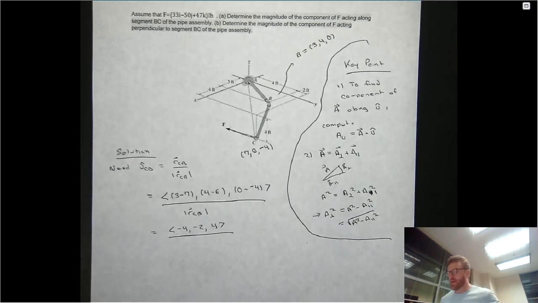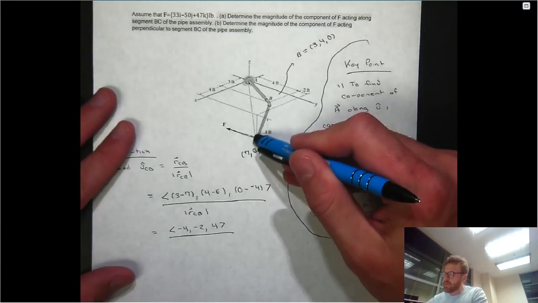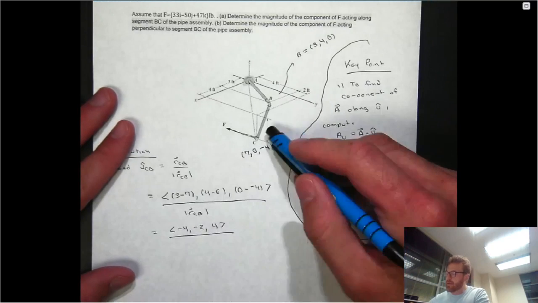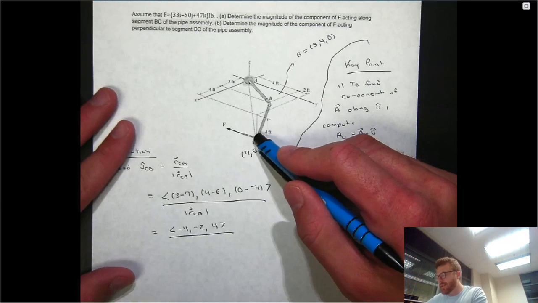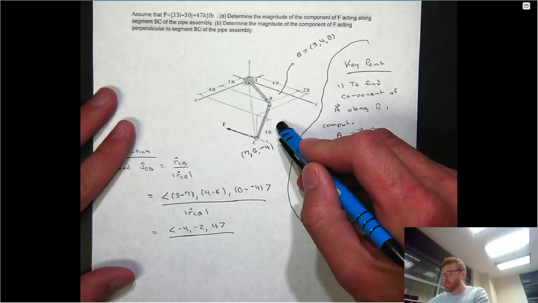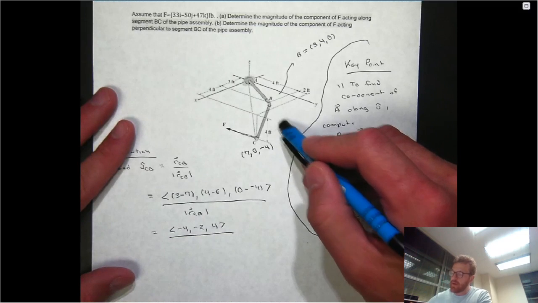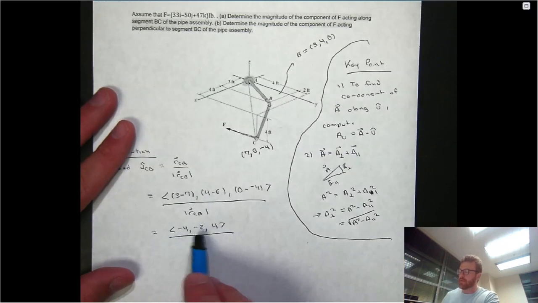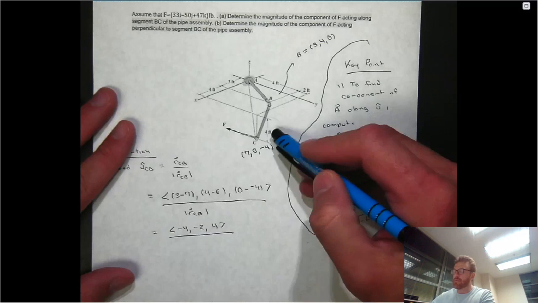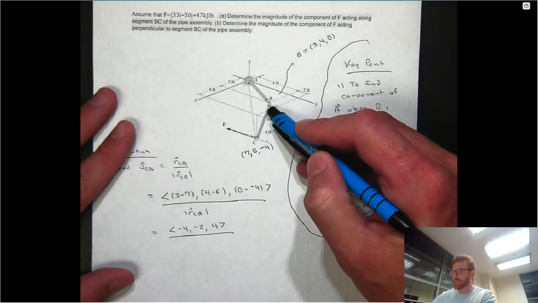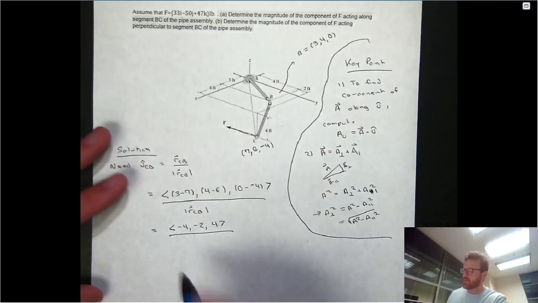And just ask yourself, do the signs of those components pass the sanity check? In order to go from C to B, do I have to go back into the page in X? Yeah, I go back 4 units. Do I have to go back towards the origin in Y? Yeah, I go back 2 units. That's why both of these are negative. However, in order to go from C to B, do I go up in the Z-axis? Yeah, that's why that is a positive 4.